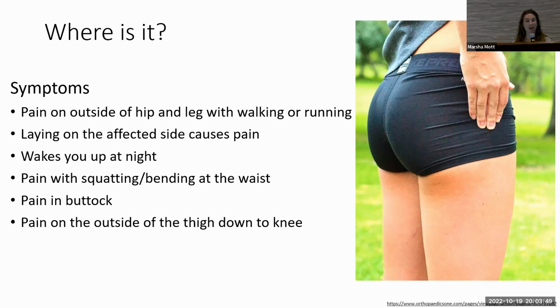It can hurt when you're running or walking. It might wake you up at night. You might be laying on that side and you're like, well, can't sleep, got to roll over to the other side because my hips hurt so bad. You might have it with squatting or bending at the waist. You might literally just have a pain in the butt. And then you might have it down on the outside of your thigh. It's very annoying. And in fact, I experienced it for the first time in the last few months. Really wasn't happy about it.